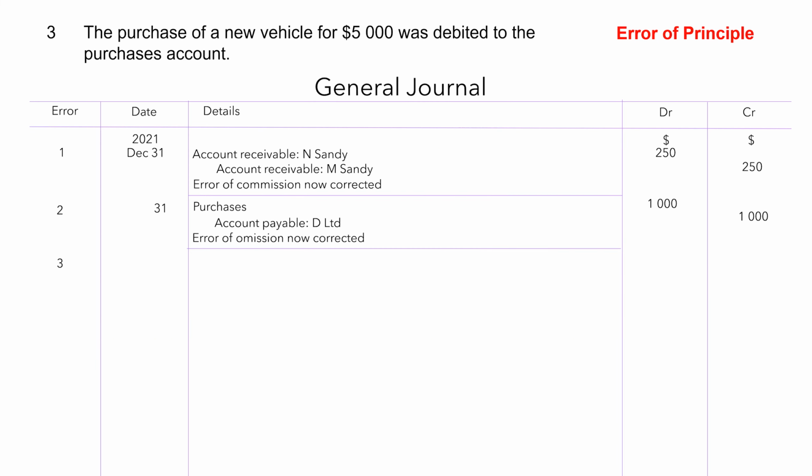General Journal. Error 3. December 31st. Motor vehicle debit $5,000. Purchases credit $5,000. Error of principal now corrected.